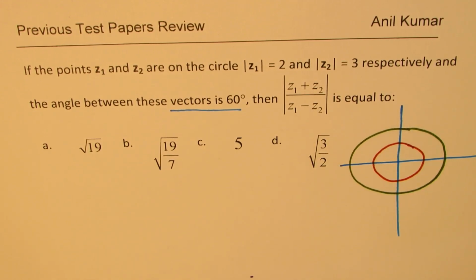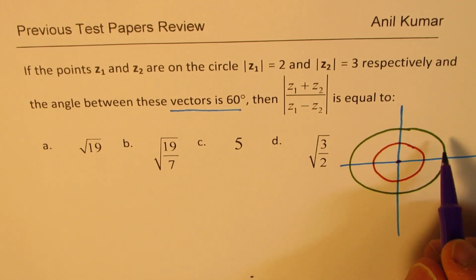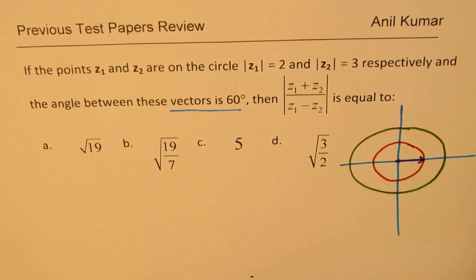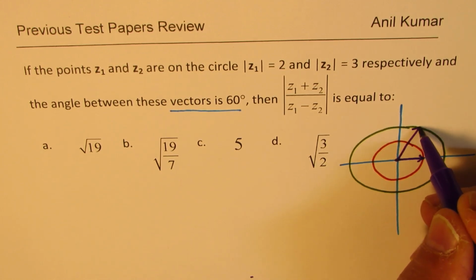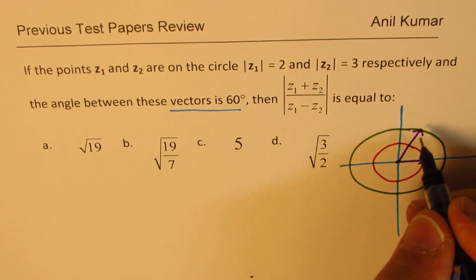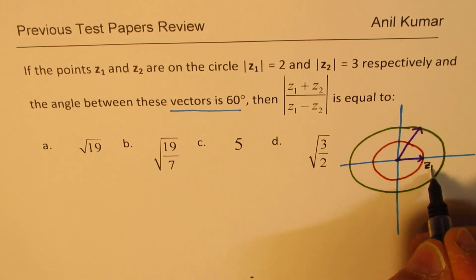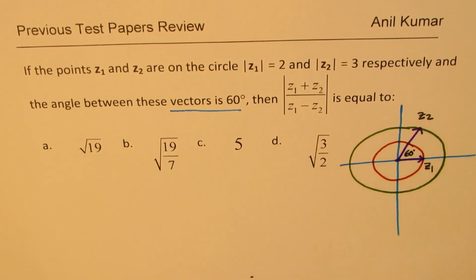Okay. So when we talk about vectors, let's place their tails at the origin. And let me say that this vector here is the smaller one, with magnitude of 2. The other one makes an angle of 60 degrees, right? And there it is. So that is what we mean when we are saying that the two points are on the circle, right? Does it make sense? So this is your vector Z1, and that is Z2. And the angle between them is 60 degrees. Perfect.